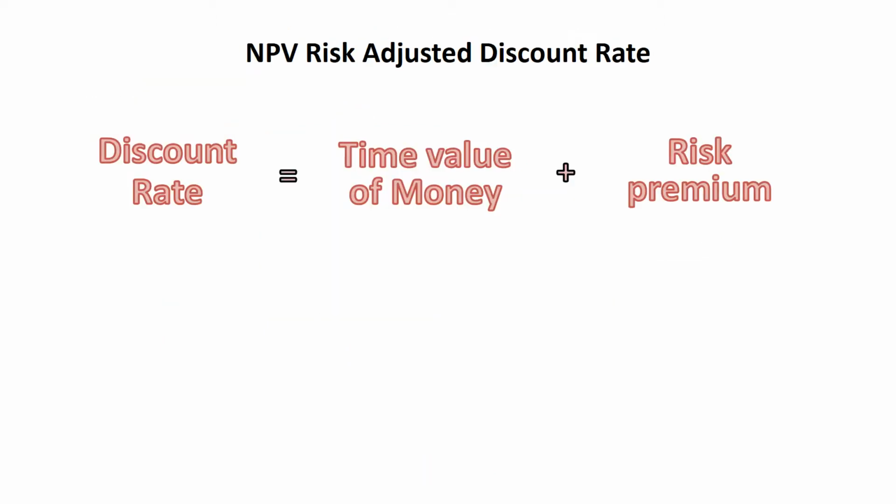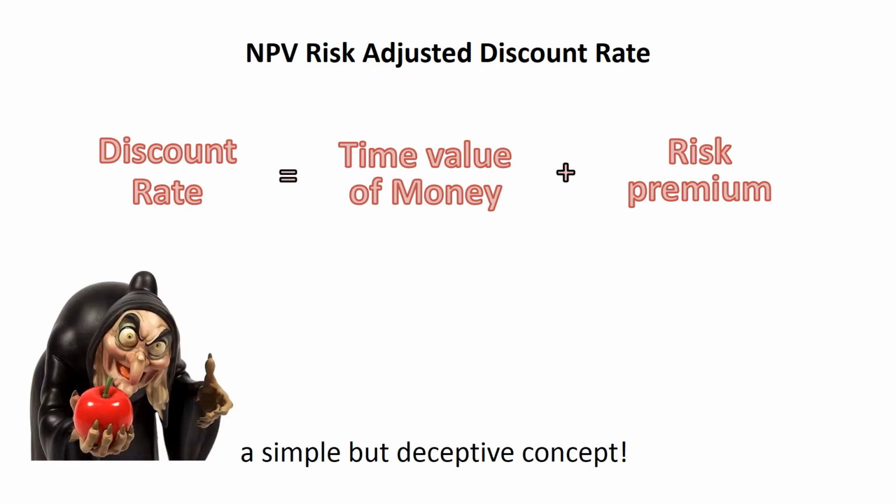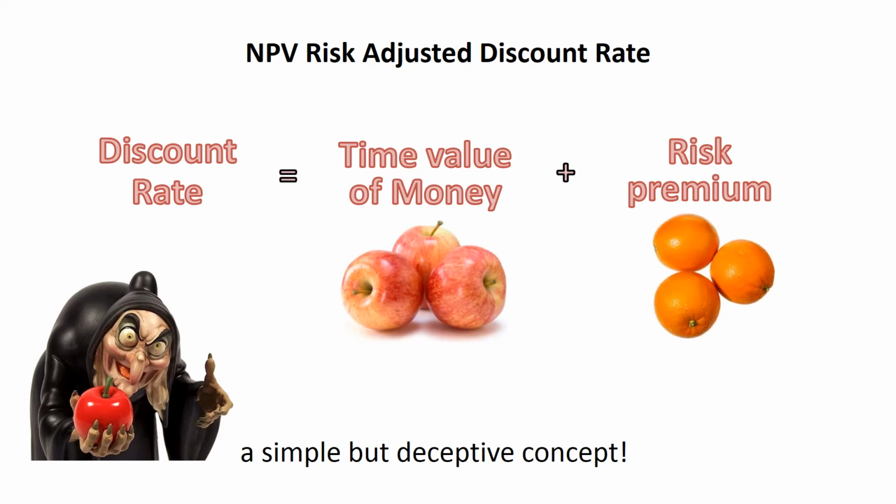This intuitive concept is used in NPV to combine the time value of money and risk in a single parameter, the discount rate, a simple but quite deceptive concept. By coupling risk and time in this way, we implicitly assume that investing and saving are equivalent. But as we'll show, they are not.